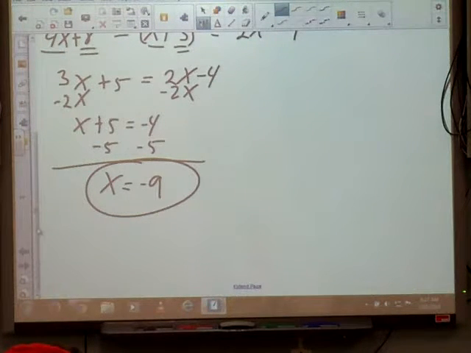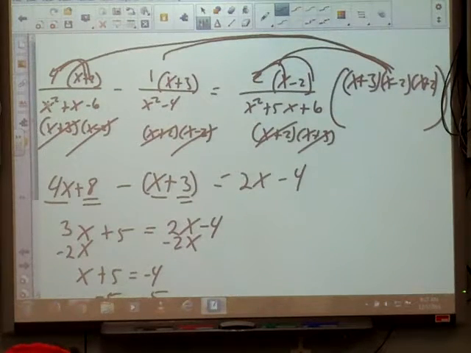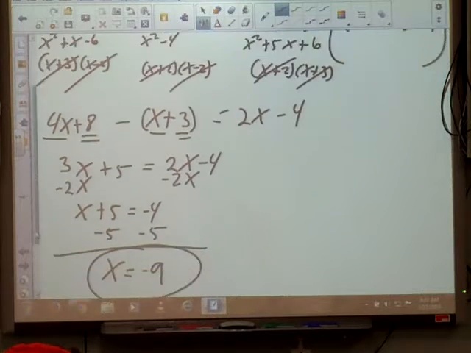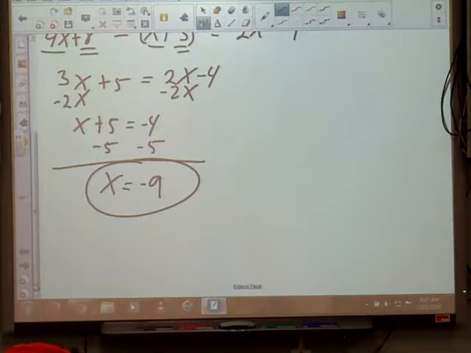Okay, does the negative 9 work? Let's plug it in and see. Let's go look up here at our denominators and see if that would get me a 0 anywhere. 81, 9 squared. 81 plus 9 is 90. That's not a 0. 9 squared is 81 minus 4. That's not a 0. 81 plus 45 plus 6. That's not a 0. So yes, it works.